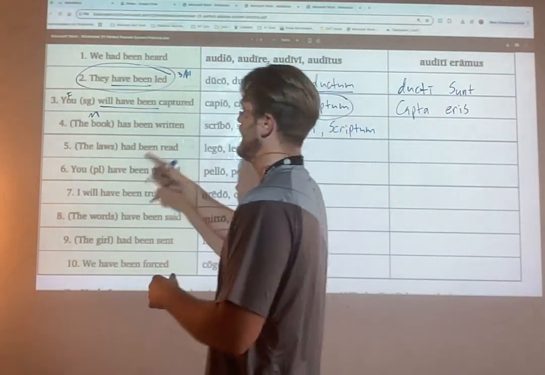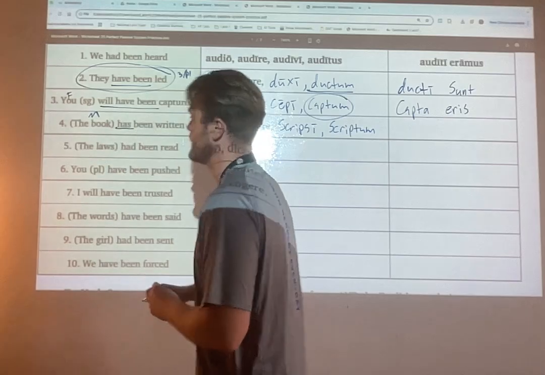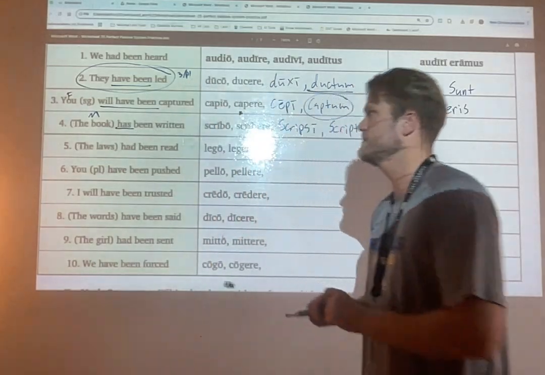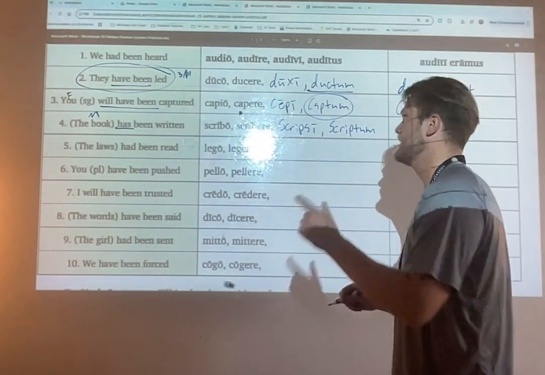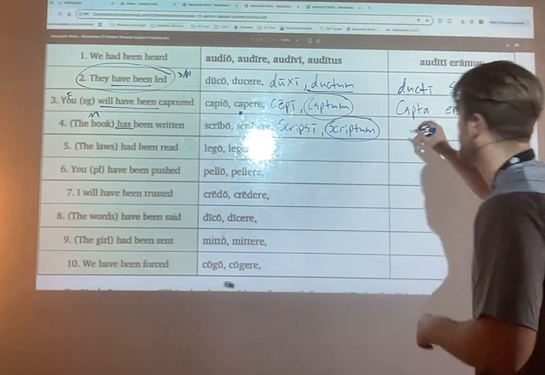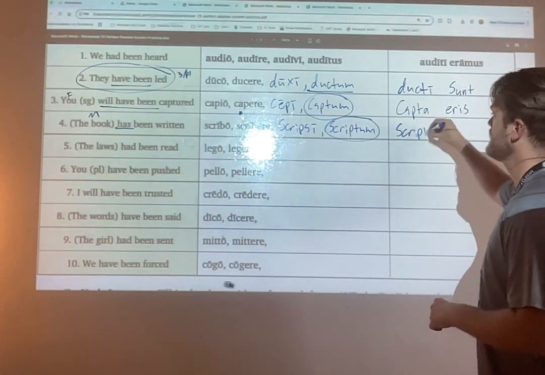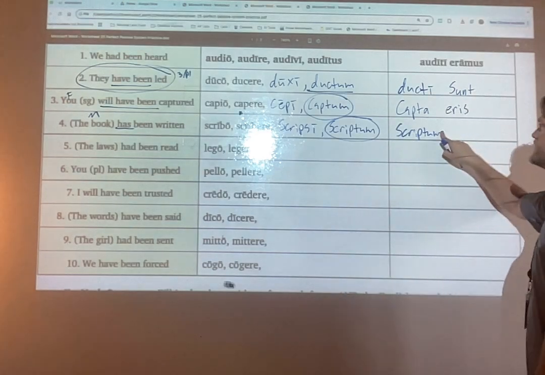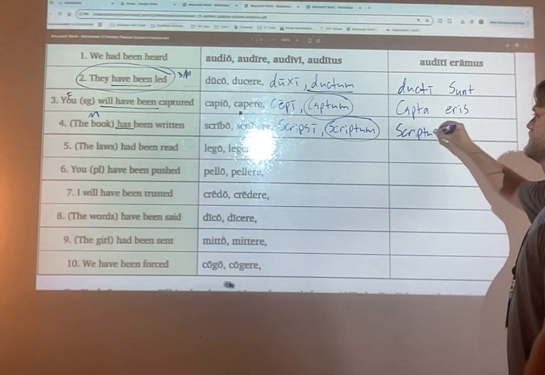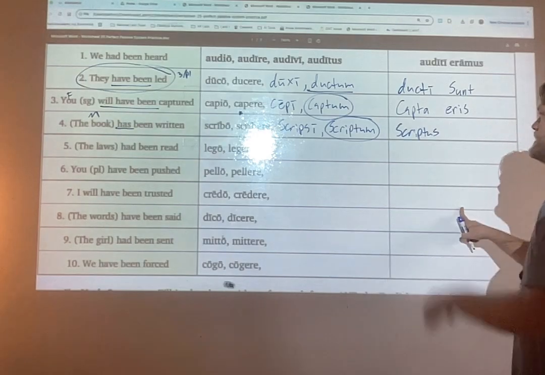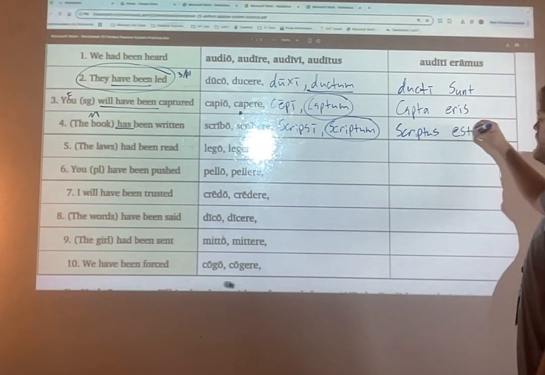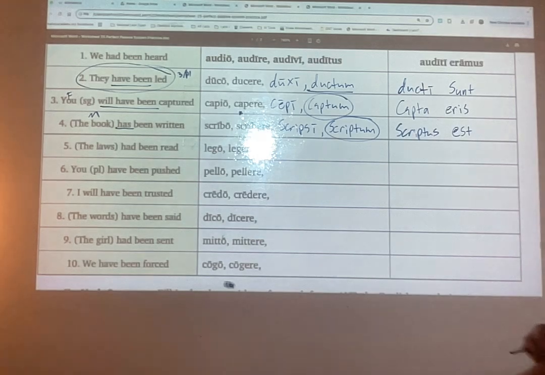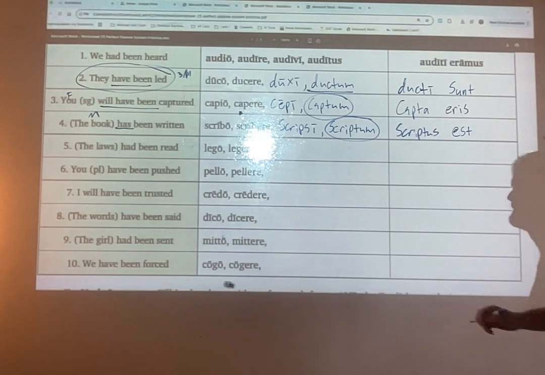The book has been written. Once again, has is one of those soft H helping verbs. So that's perfect passive. Has been. So I need my fourth principal part here. All right, scriptum. But once again, the word for book is masculine. So this verb cannot be neuter. This verb has to also reflect the masculine. So it'd be scriptus. The book has been written. And it would just be est for the perfect passive. You use the present of sum for the perfect passive.